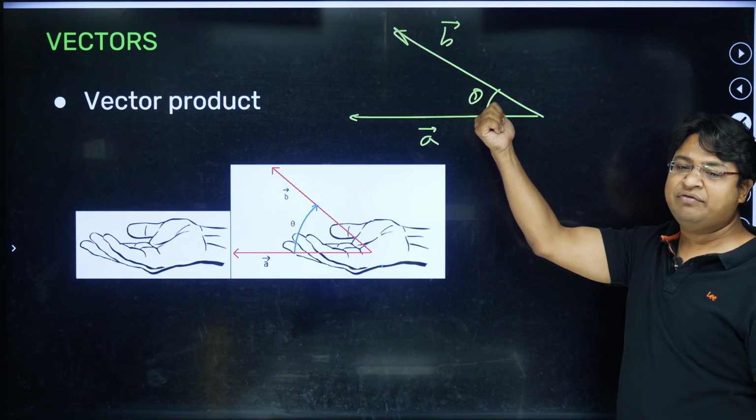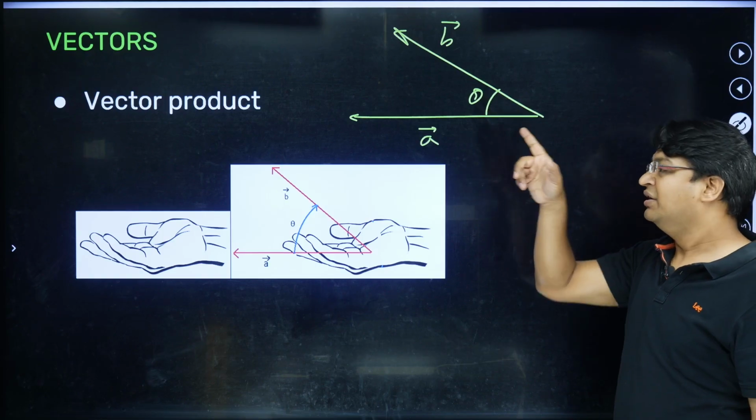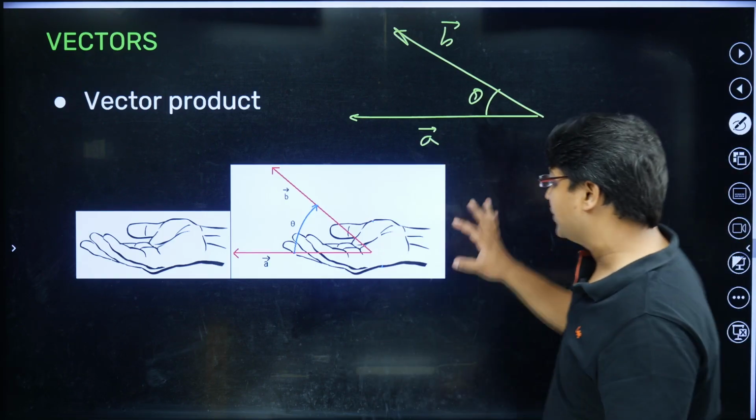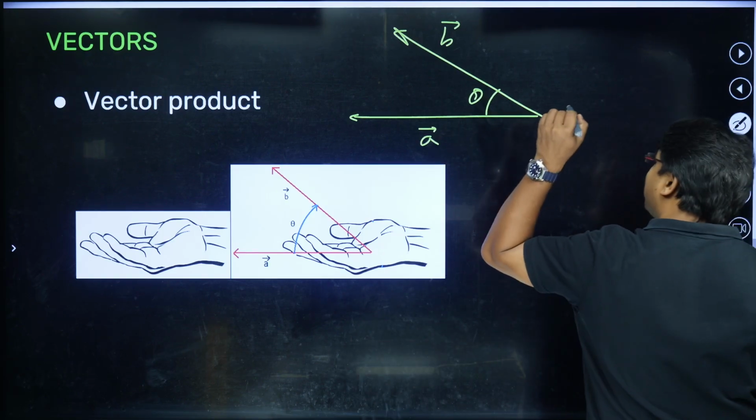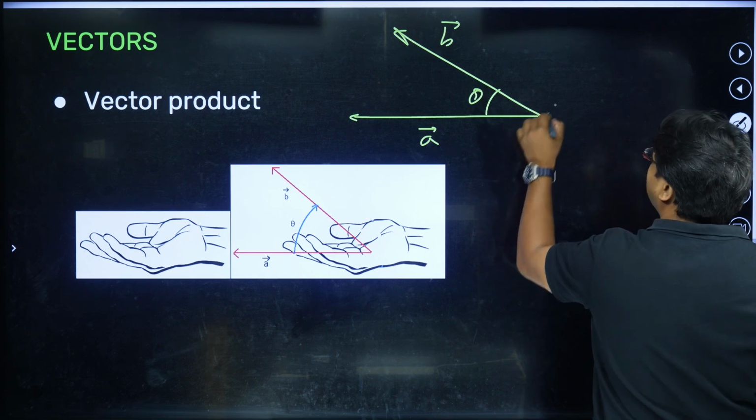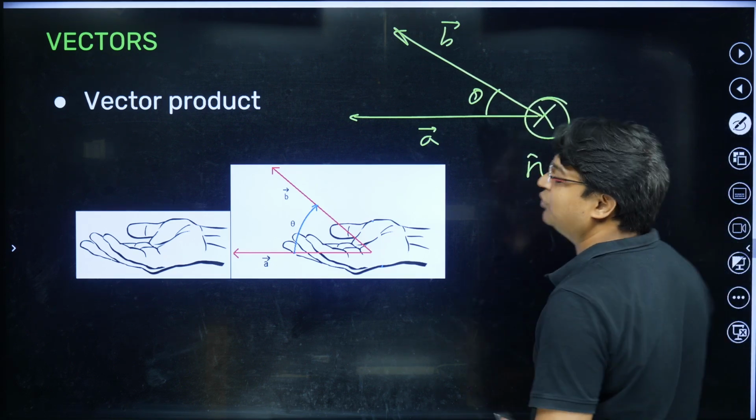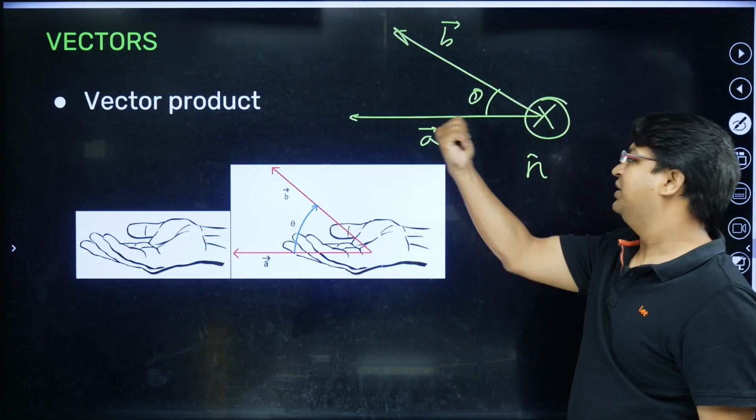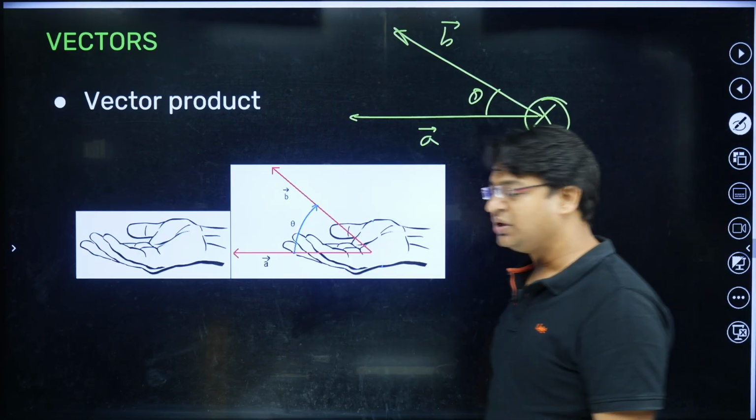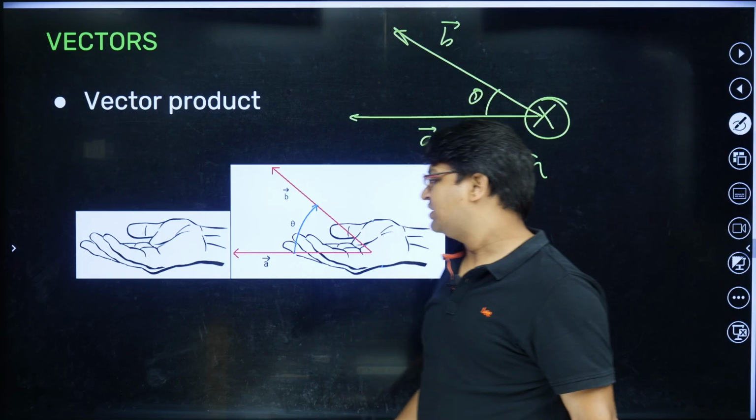While doing that, whichever direction your thumb is pointing, that is the direction of n cap. So right now in this diagram, n cap is into the board. Into the board is indicated as a cross. So A cross B is into the board. All right, I hope you will remember. That is the same as has been depicted here.